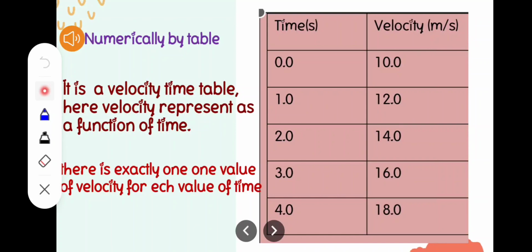Let's see the representation of functions in detail. The first one is numerically by table. Here is a velocity time table. Here velocity is represented as a function of time. At 0 seconds, the velocity is 10 meters per second. At 1 second, the velocity is 12 meters per second. At 2 seconds, the velocity is 14 meters per second, and so on. That is, there is exactly one value of velocity for each value of time. Hence, it is a function.